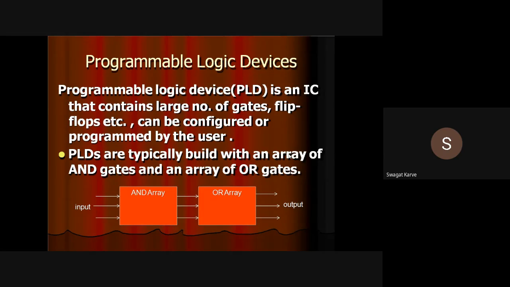Basically PLDs are typically built with an array of AND gates and OR gates. Depending upon which one is fixed and which one is programmable, PLDs are divided into different categories. But the basic structure of PLD is: you have an input, then an AND array logic, then an OR array logic, and finally an output. This is the basic structure of PLD: input, AND array, OR array, output.